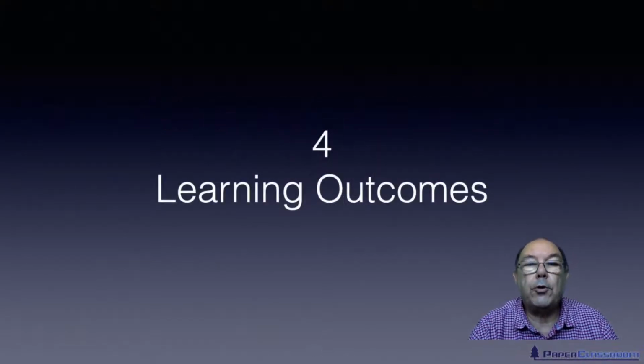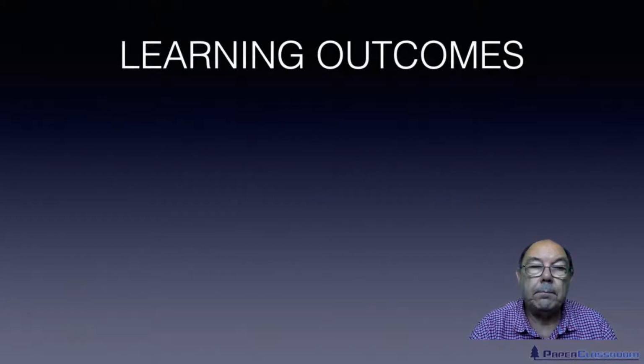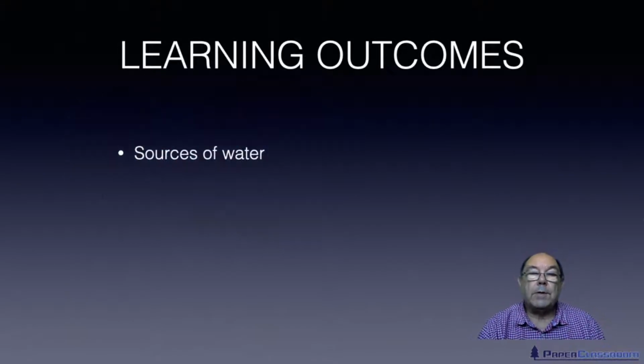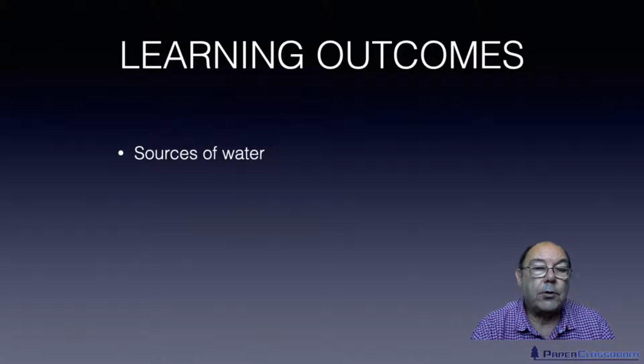In this introductory video, we're going to talk about the 4 learning outcomes, things you are expected to know by the end of this unit. And the 4 learning outcomes are sources of water. Where do we get water from? There's groundwater, there's surface water, there's drinking water, and there's processed water.